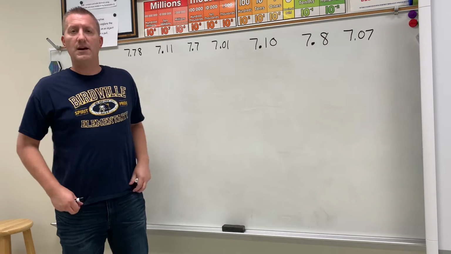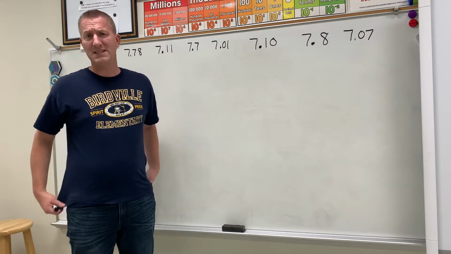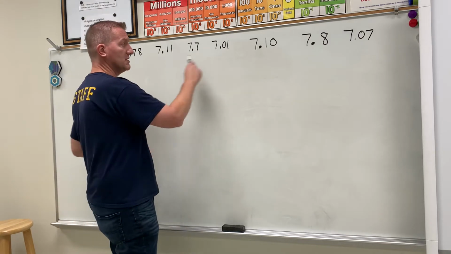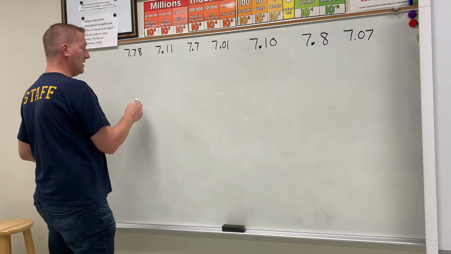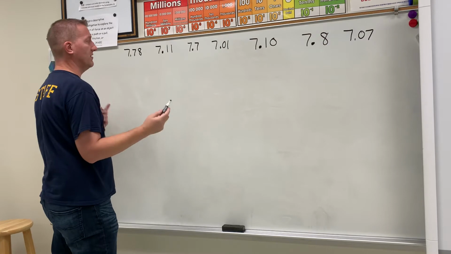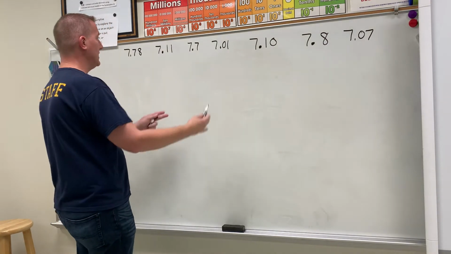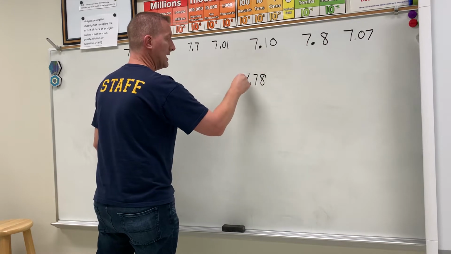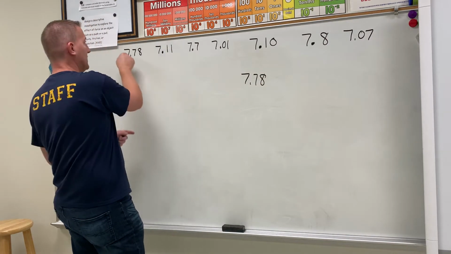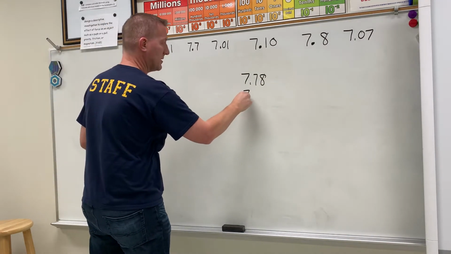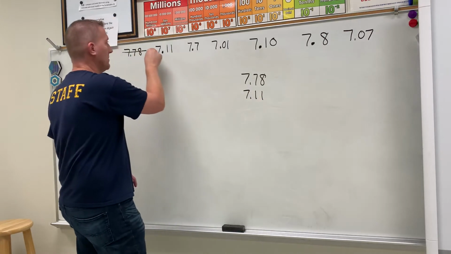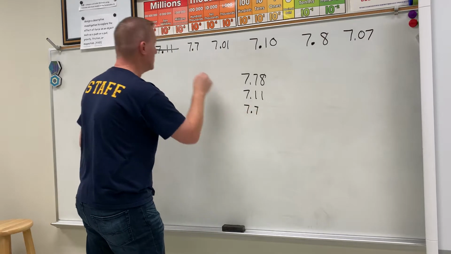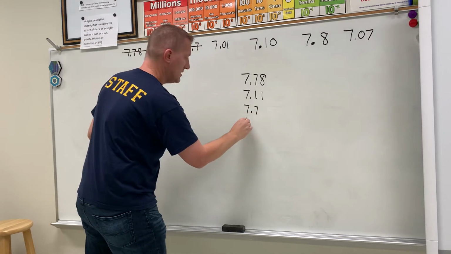Hey class, all right. This is a lesson on comparing and ordering of decimals. So if I had all of these numbers up here, the first thing I would tell you to do is line them up, lining up the decimals. So I'm gonna take that one and I'm gonna cross it out. Now I'm gonna take that one, cross it out, 7 7/10, cross it out.